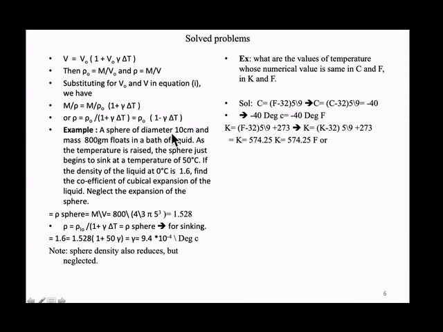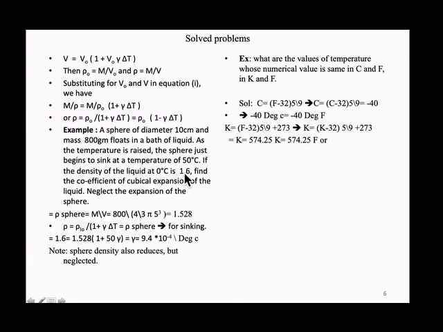Suppose a sphere of diameter 10 centimeters and mass 800 grams floats in a liquid. As the temperature is raised, the sphere just begins to sink at a temperature of 50 degrees centigrade. If the density of the liquid is 1.6, find the coefficient of cubical expansion. What is happening? The diameter is 10 centimeters and the mass is 800 grams. So for the sphere, mass by volume is 800 by 4/3 pi r cube. So we get the rho of the sphere. I put everything in grams.